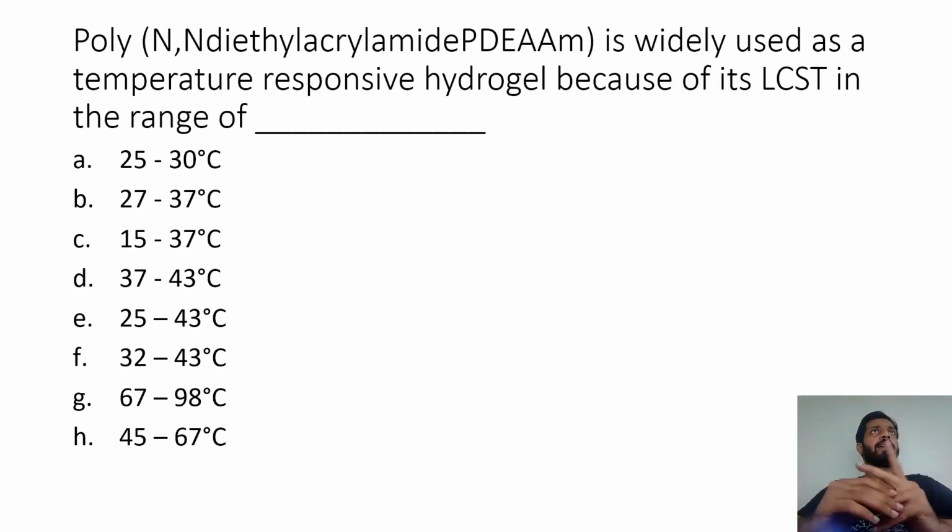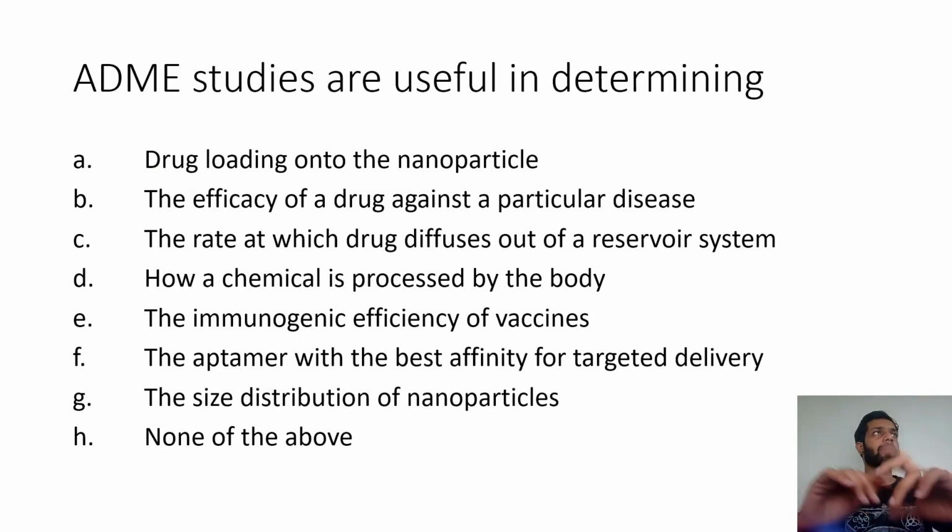Poly N diethylacrylamide, also known as PDEAAm. Basically, they're asking at what temperature, so the LCST of this polymer is in the range of what temperature so that it's widely used as a temperature responsive hydrogel. Yeah, so 25 to 30. I guess 25 to 32 or something is the LCST range, but yeah, that falls under the range of PDEAAm and LCST. Okay.